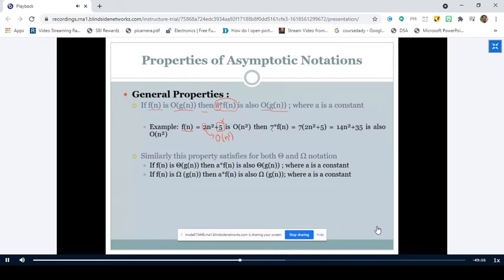Now you multiply this f of n with 7. What is the result we have? That is 14n square plus 35. Now if you find the big O notation of this one, what happens? It is again big O of n square only. Is it right? So if f of n has a time complexity of big O of g of n, then if f of n is multiplied with a constant, the resultant expression will also lead to the same value of big O of g of n only. Is it clear up to this point?